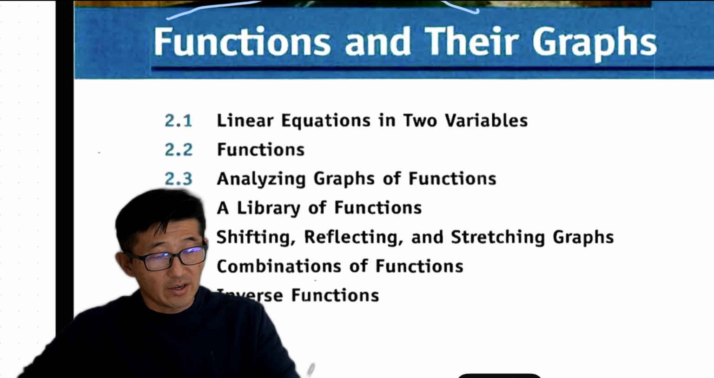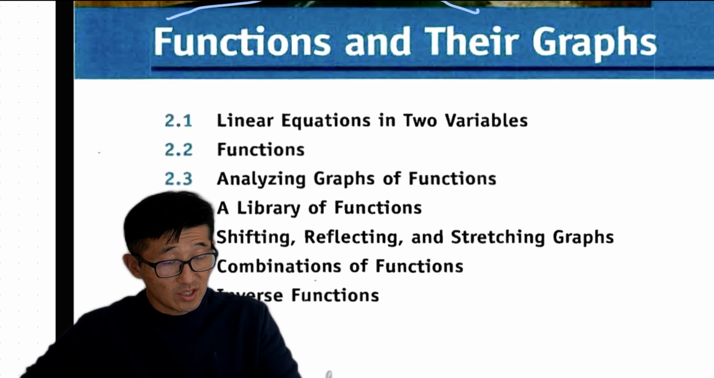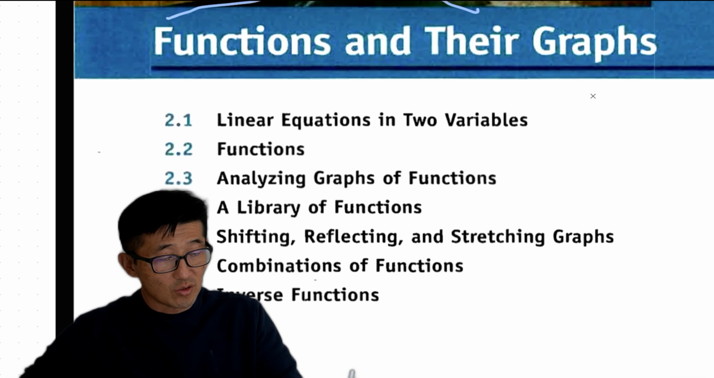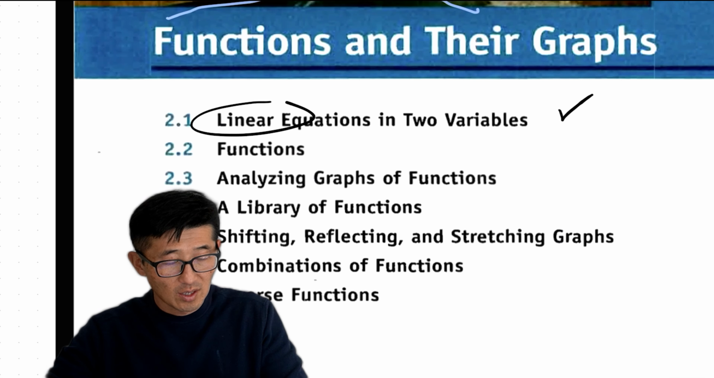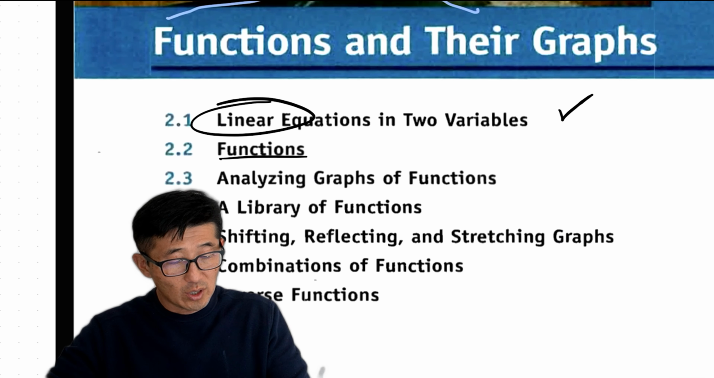All right, here we go, off on the road. There are 7 sections here. Guess what? We know how to do this. We know how to do linear equations of 2 variables. That's just x and y, and there are a bunch of lines. We know how to do functions.